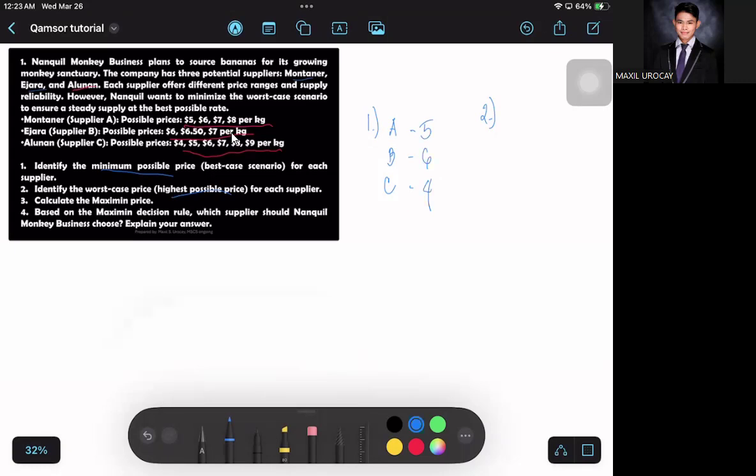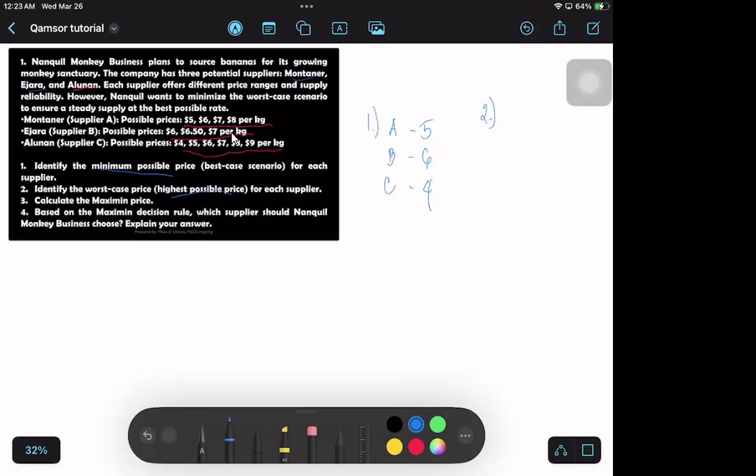So for that, because it was stated here the minimum possible price, that is 5, 6, 4. Now let's move on to number 2, that is the highest possible price for the worst case. So the worst case right there for A, B, and C is what I did earlier. The answer will be $8 and 7 as well as 9.